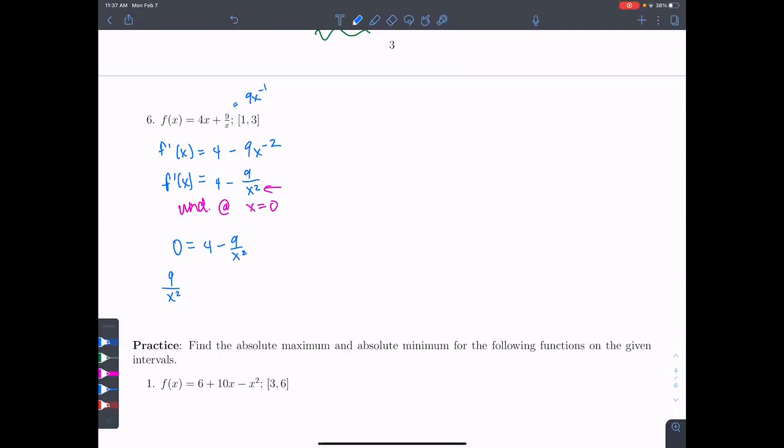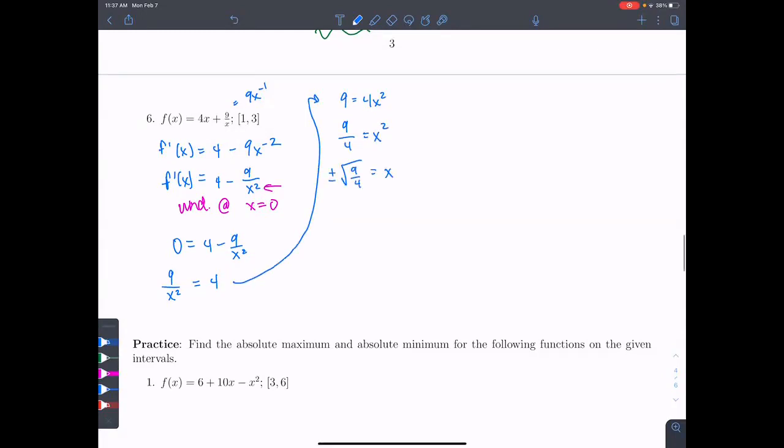So 9 over x squared equals 4. Add 9 divided by x squared to both sides. Multiply both sides by x squared. So 9 equals 4x squared. Divide by 4. So 9 over 4 equals x squared, and then take a square root. So you're looking at plus or minus here. The square root of 9/4 is 3/2. So you're looking at plus or minus 3/2. So we have critical values at 0, negative 3/2, and 3/2.